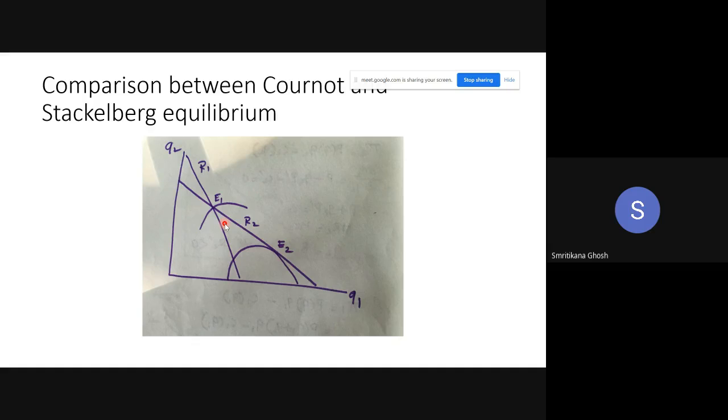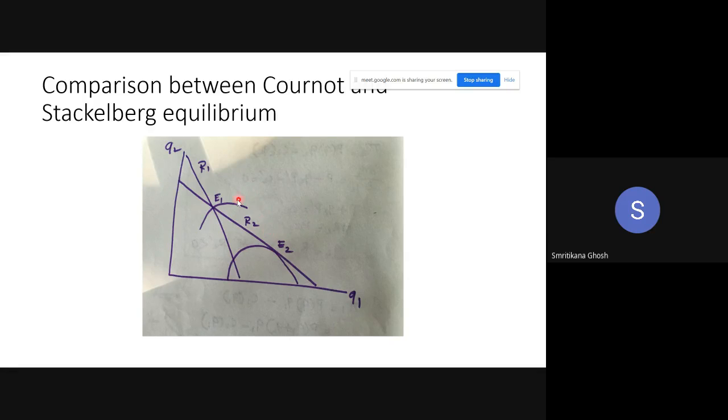Now, in the Cournot, you know the equilibrium is at E1. That is just the intersection between the two reaction curves. That is E1. But in Stackelberg, the equilibrium is at E2. Right? So E1 is the Cournot equilibrium, E2 is the Stackelberg equilibrium.